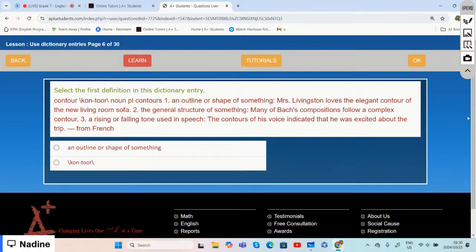So we need to select the first definition of the dictionary entry. The first definition. Our word is contour. And the first definition, number one, is an outline or shape of something. That is what contour means.